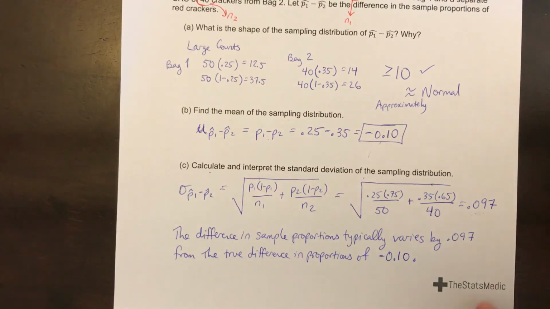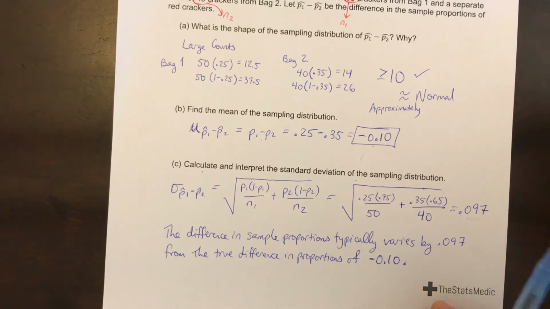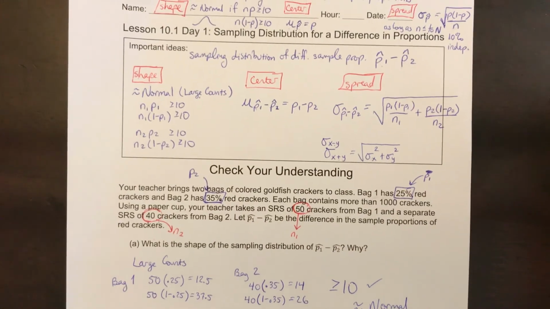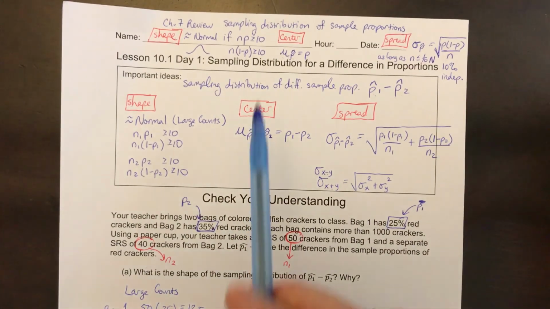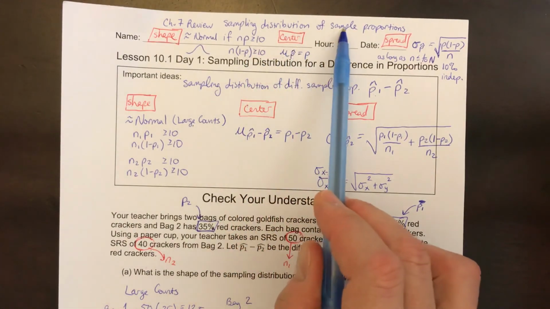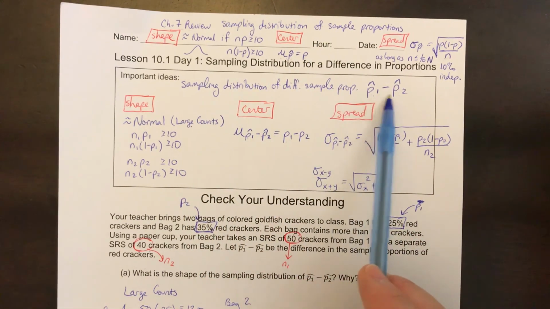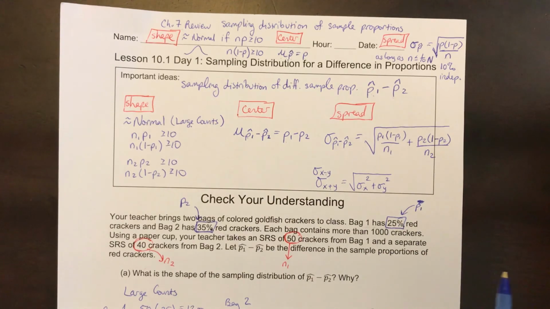Okay, so a lot of stuff there, but not really anything new. All we're doing is we're taking concepts that we learned back in chapter 7 when we're dealing with sampling distribution, except now we have a difference. We have more than one sample proportion that we're looking at. And that is the end of the notes.